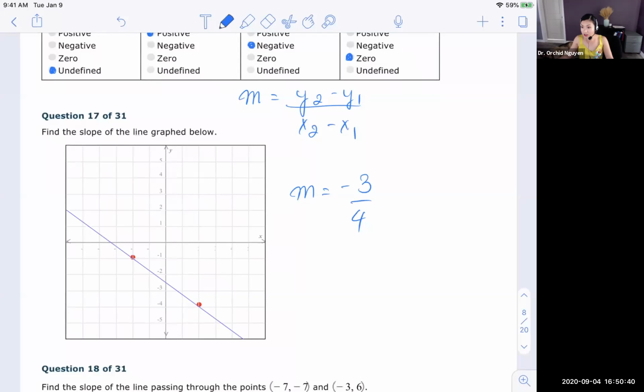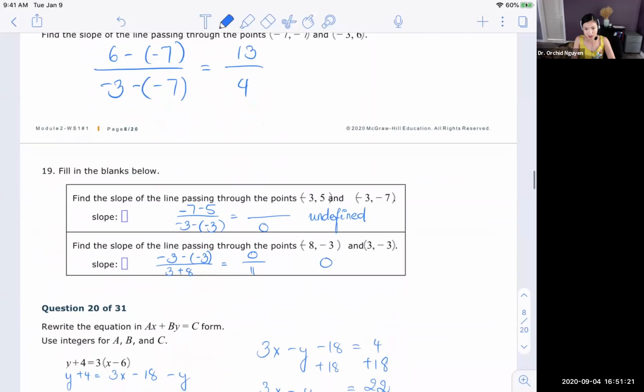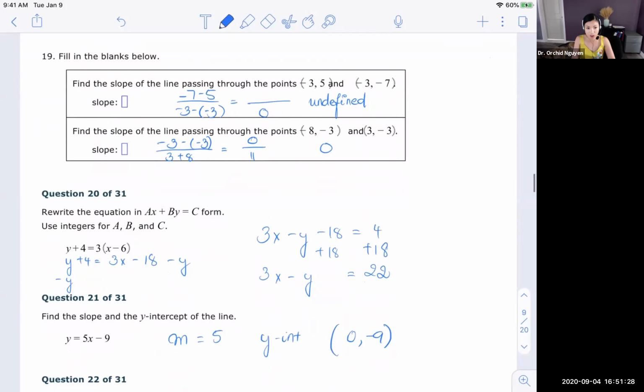Now, if you want, you can definitely get the two coordinates of the two points and use y2 minus y1 over x2 minus x1. But I always count when I have the graph, when I see the graph, okay? So I only use the formula when I have something like number 18, which is 6 minus negative 7 over negative 3 minus negative 7. Okay. So you can see right here when zero is on the bottom, the slope is undefined. When zero is on top, the slope is equal to zero.